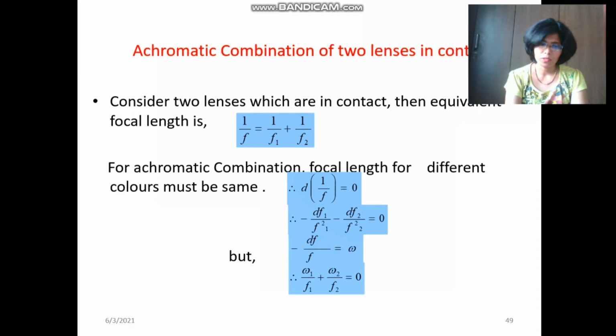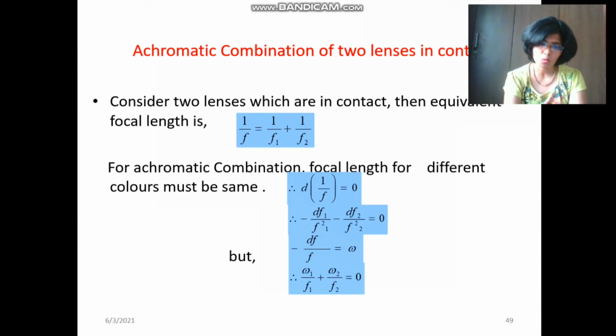Achromatic combination of the two lenses in contact. Now, we have seen that the image due to any single lens will have the defect due to chromatic aberration. However, with two lenses, this defect can be reduced. Such a combination is called an achromatic combination.